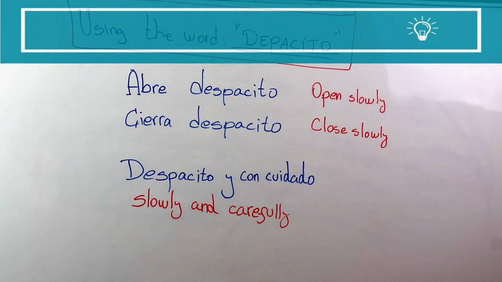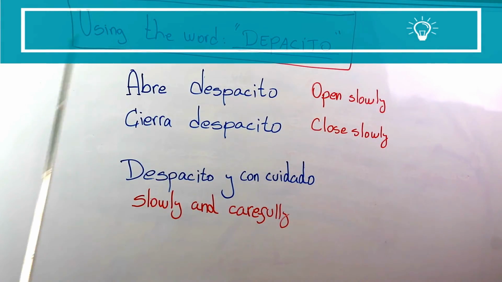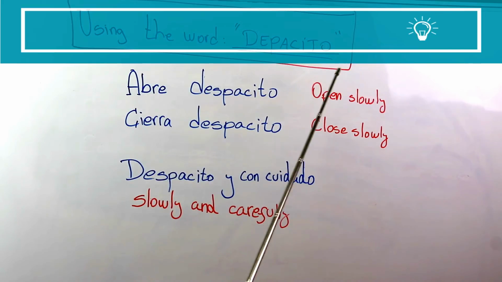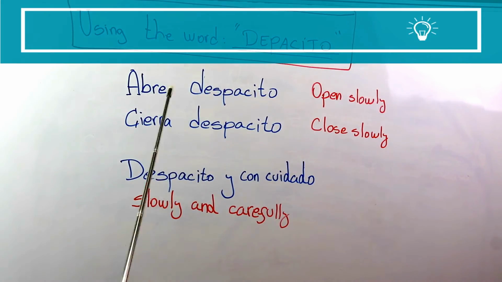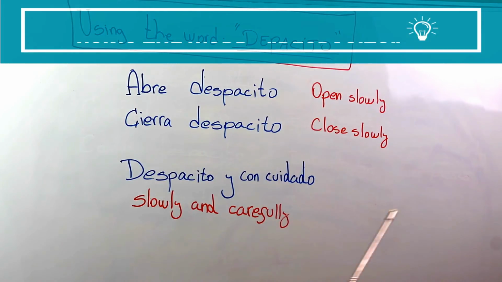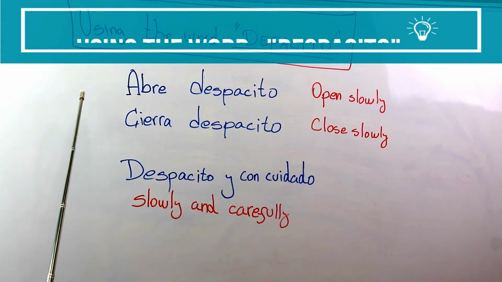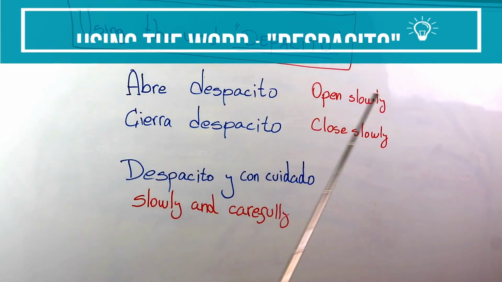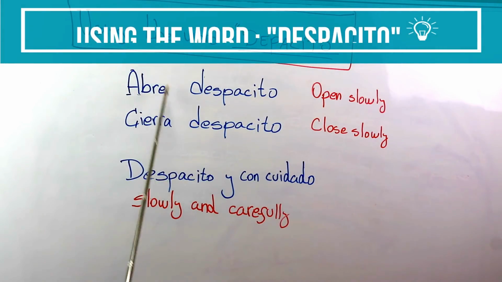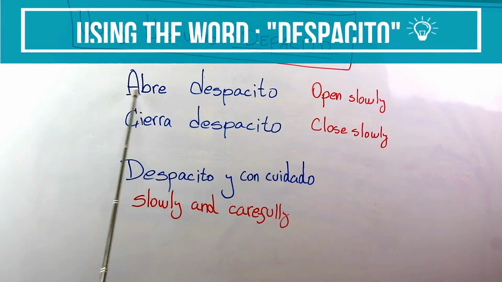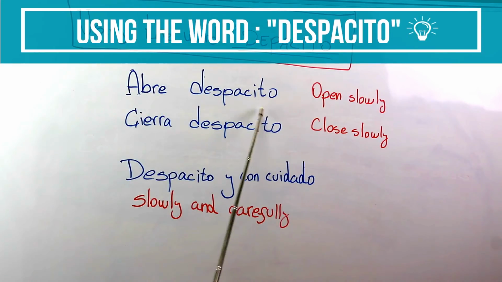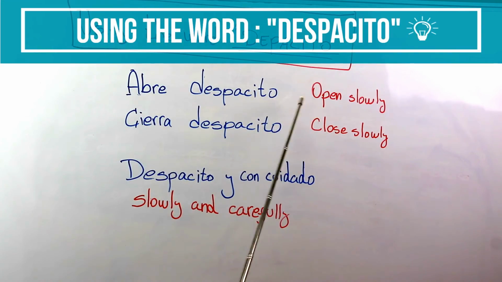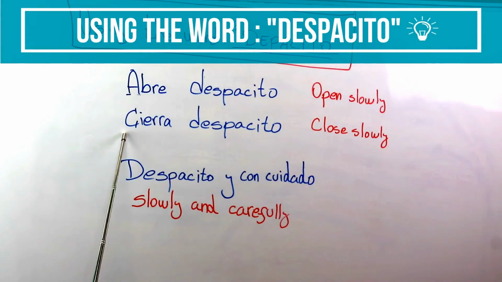Welcome back, amigos. So we'll continue with some of the examples that we are learning using the word despacito in Spanish. Okay, so here we got three more examples. They're all important. They're all very useful. The first one is open slowly, which is abre, which means open, despacito. Abre despacito. Open slowly. Next one, cierra.